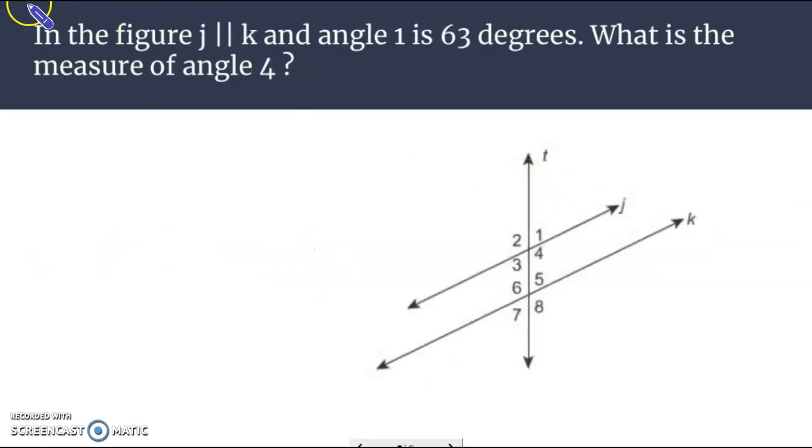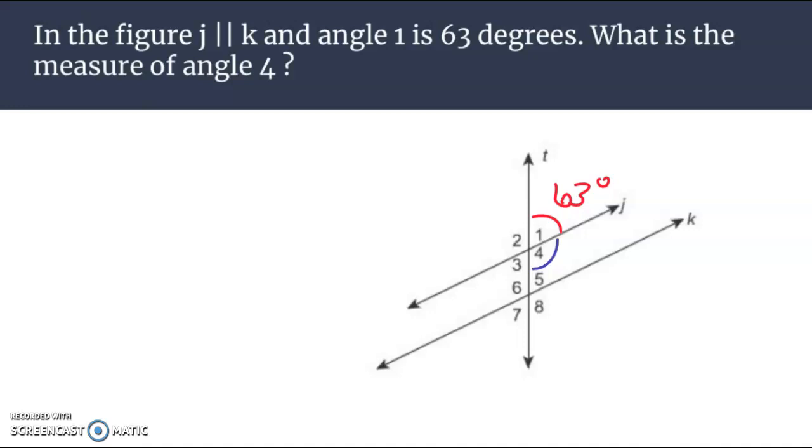All right, let's look at this one here. Lines J and K are parallel, transversal T. And now our focus is on angle 1. They're going to tell us that angle 1 has a measure of 63 degrees. What's the measure of angle 4? Now that's an interesting relationship. 1 and 4.